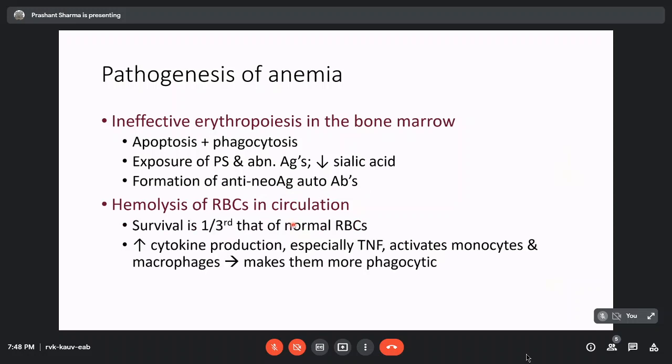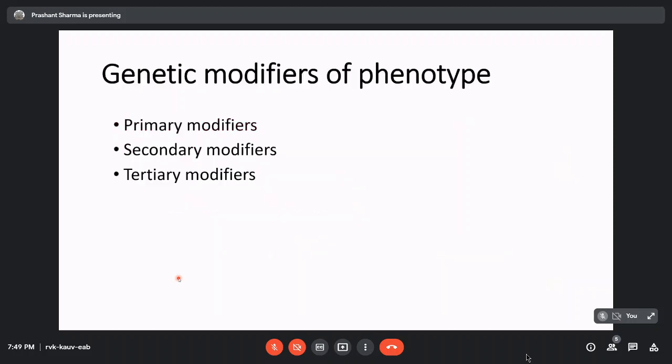On the other hand, the red cells in circulation in beta thalassemia have a survival time only 1/3 that of normal RBCs. And there is also increased cytokine production. Normally red cells act as cytokine sinks, which means that they mop up the immune response by removing cytokines. But in the case of thalassemia, the cytokines like increased TNF actually end up activating monocytes and macrophages, making them more phagocytic. So with that basic background of pathogenesis, let's move to the next step of pathogenesis.